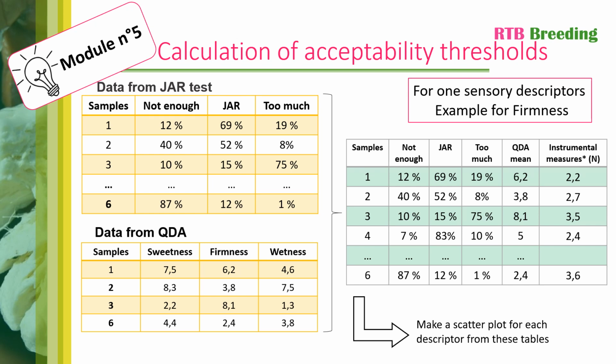You then need to create a new table for each attribute. Here, we have taken the example of firmness. In the rows are the values of the various samples studied. The first 3 columns correspond to the JAR test data. The 4th column corresponds to the average QDA value, and the last column to the instrumental measurements. Once this table has been created for each sensory attribute studied, it's possible to create a scatter plot.